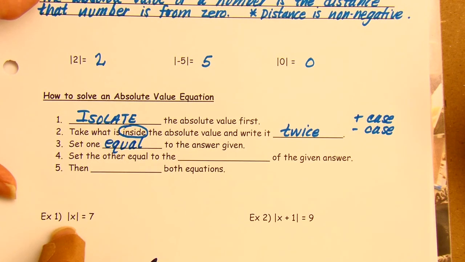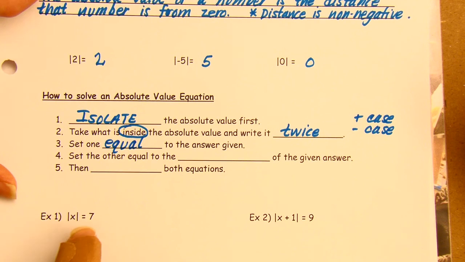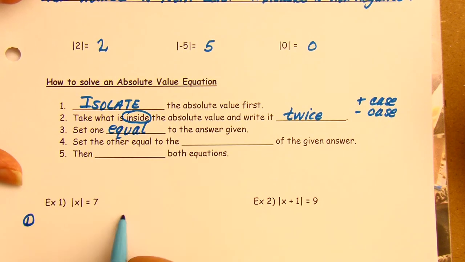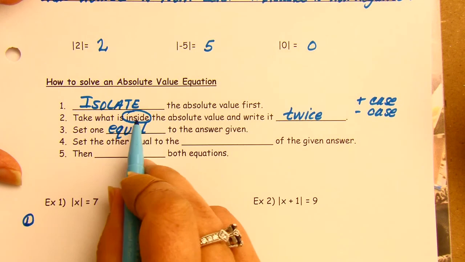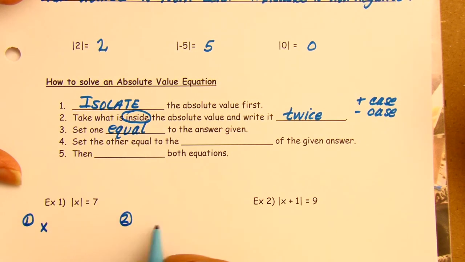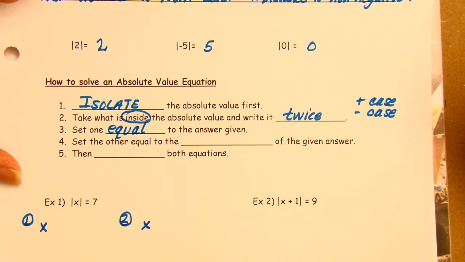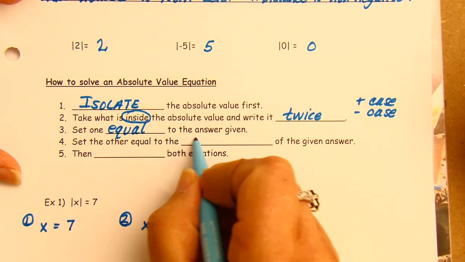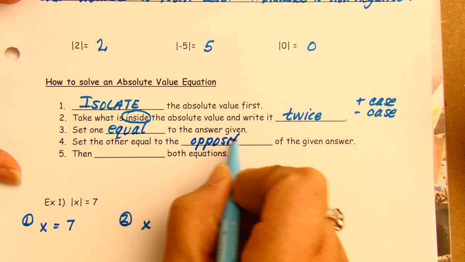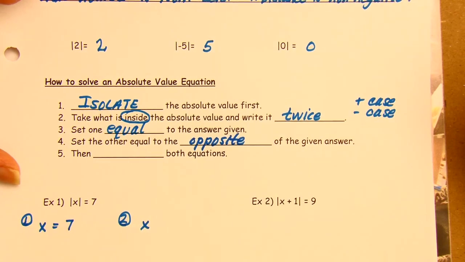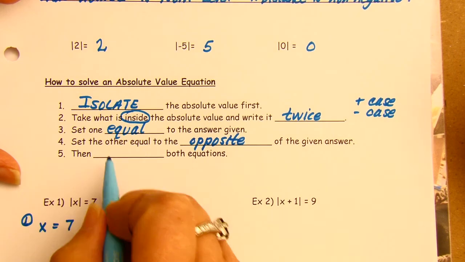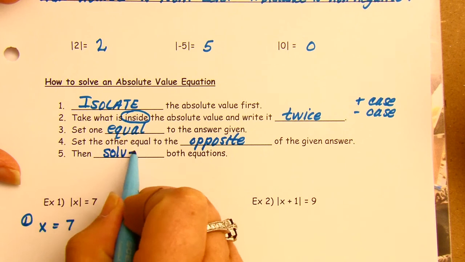In other words, look here. Absolute value of x is 7. So I'm going to set up my 2 cases. 1 case, 2 case. I take what's inside the bars and write it twice: x, x. So I'm writing it for my 2 cases. And I'm going to set one of them equal to the answer given, 7 is given. I'm going to set the other one equal to the opposite of the given answer. What's the opposite of 7? Negative 7. And then we have to solve and simplify both equations.